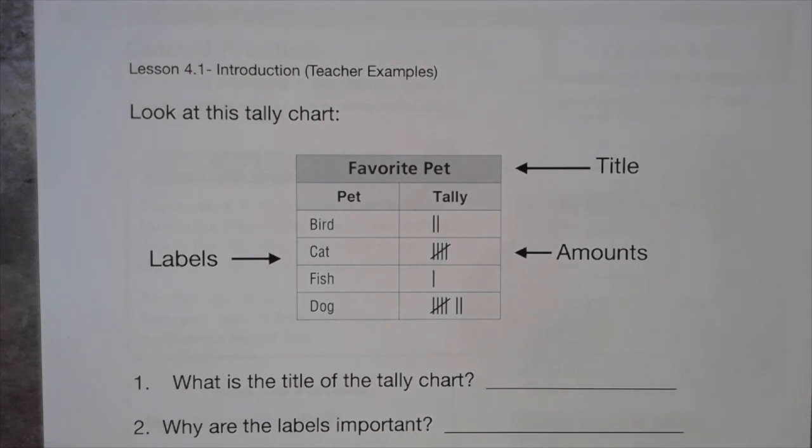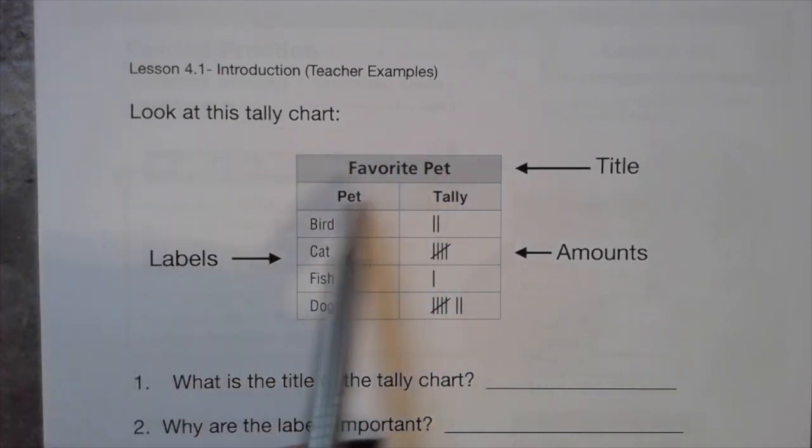So chapter 4 has to do with graphing, and lesson 4.1 is about organizing data, or data, however you choose to say it. So we're going to take some tally charts and we're going to answer some questions about them. So here's the title.